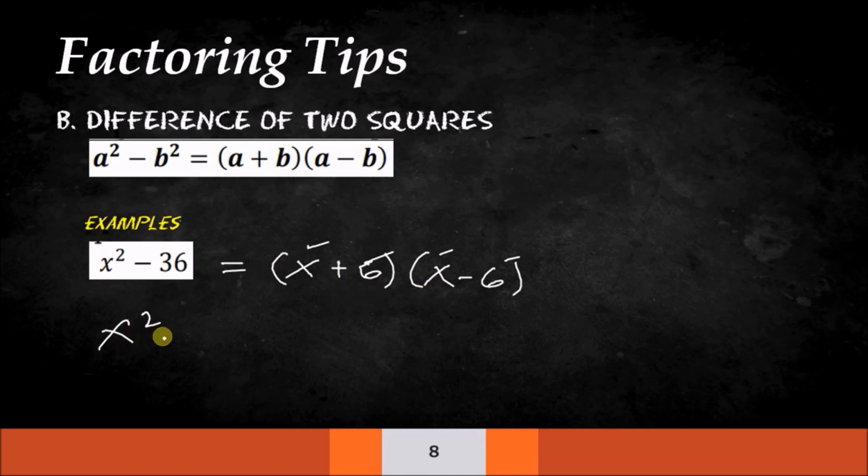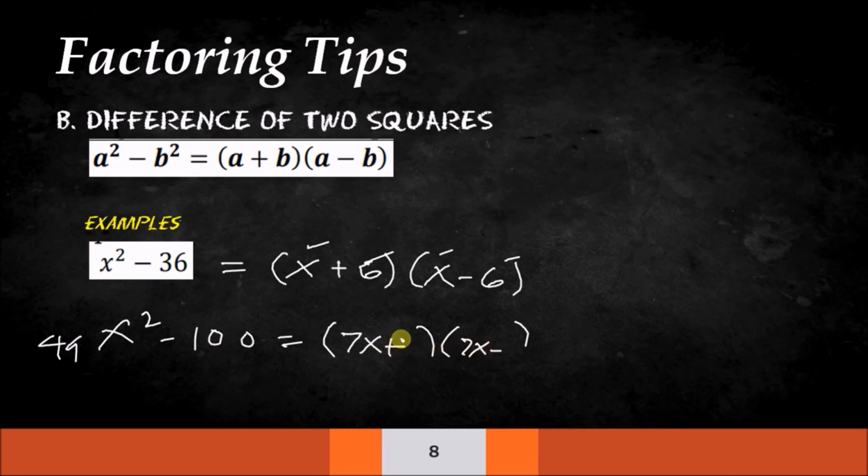Kunwari, I have 49x squared minus 100. Pag ganyan yung setup ng polynomial natin, ang gagawin lang natin is 7x plus ito, minus ito, and then 10 dito. As simple as that. Sana lumabas yan mamaya sa mga examples natin.